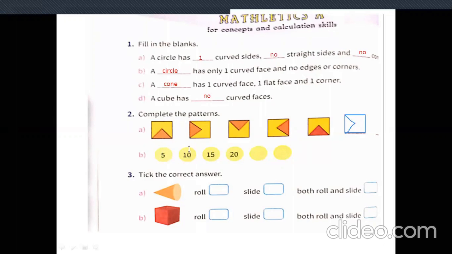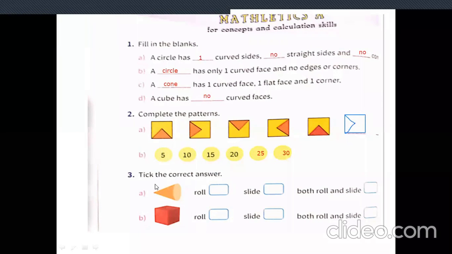So 5 plus 5 is 10. 10 plus 5 is 15. 15 plus 5 is 20. 20 plus 5 is 25. And 25 plus 5 is 30. So to get this pattern, they have added 5 to each number. Okay. Next, tick the correct answer.